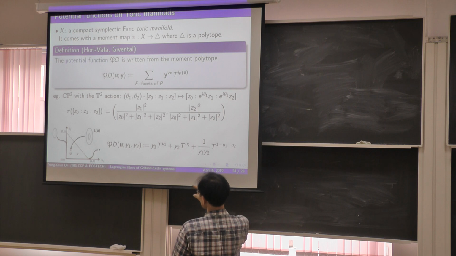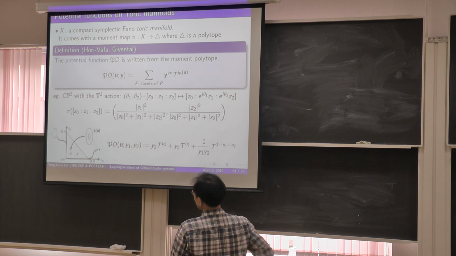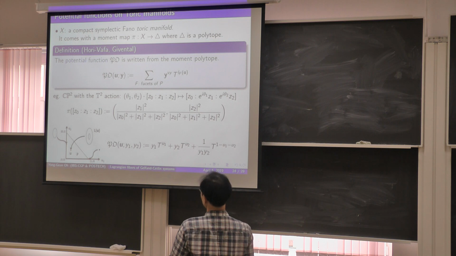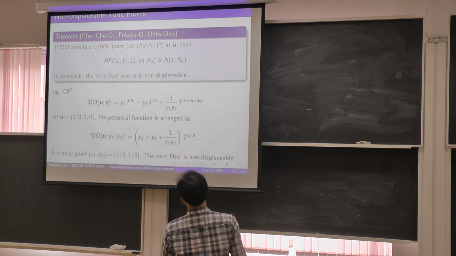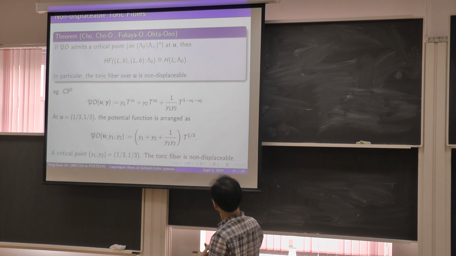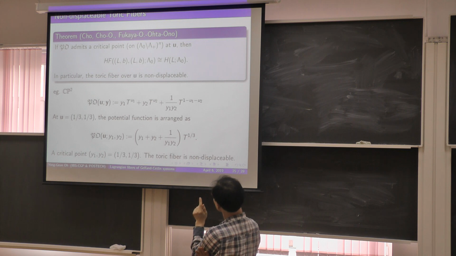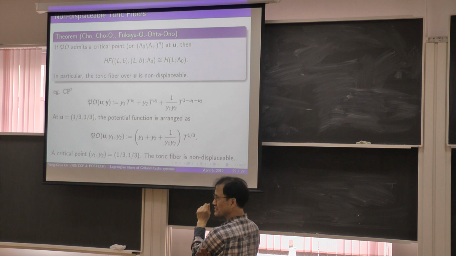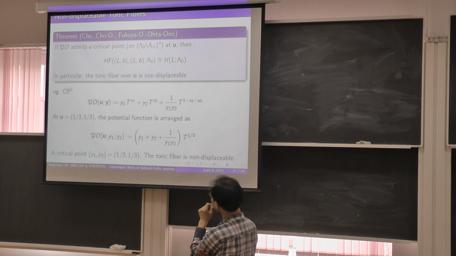Each term corresponds to a holomorphic disk that intersects the toric divisors. There is exactly one for each. And this is the theorem starting from Cho. Cho was the first to prove it, studying these potential functions for the CP2 case.